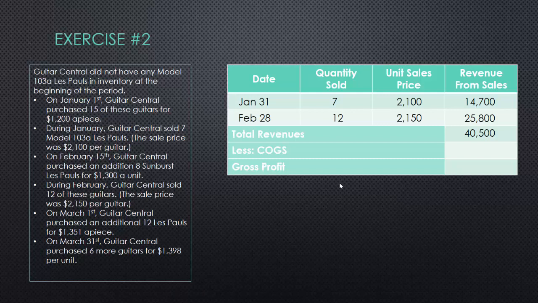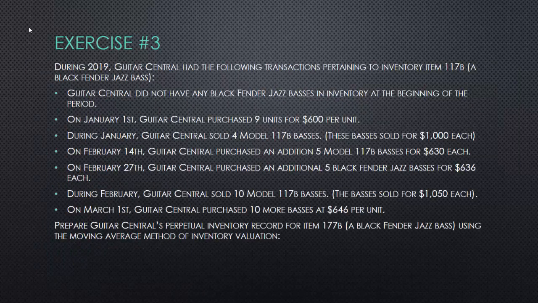And from that, we can subtract our cost of goods sold to find our gross profit. Well, our cost of goods sold, we just figured out on our perpetual inventory record, was $23,400, which means the gross profit the Guitar Central is going to recognize from sales of Model 103A Les Pauls for the quarter is going to be $17,100.